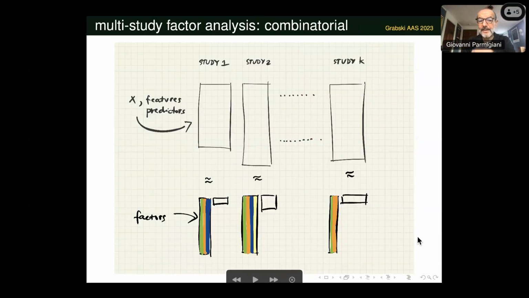We generalize this to the situation where the factors are allowed to appear in any subset of the studies. In this case, for example, the blue factor now appears in 2 out of the 3, and we call that the combinatorial version of that, and Izzy Grabski led that effort, which just came out in the Annals of Applied Statistics last year.